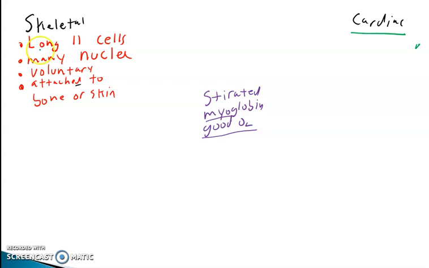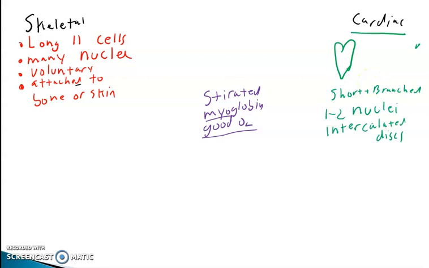So skeletal muscle, long parallel cells, many nuclei, voluntary, and attached to bone or skin. Cardiac and skeletal muscle, striated, has myoglobin and a good oxygen supply. Cardiac muscle is in the heart and has short branch cells with only 1 nucleus. And it has the intercalated discs which attach the cells together, which is a combination desmosome and gap junction.